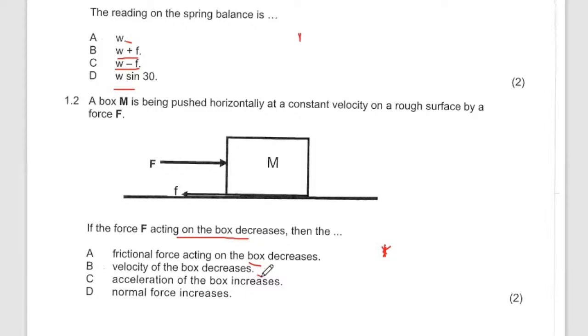That's automatic, because since the force is going to decrease, the rate at which it's moving will also decrease. Acceleration increases, no, the acceleration will instead decrease. The normal force increases, no. So of option A and B, I'll go for option B, which is kind of straightforward. The velocity of the box will decrease.